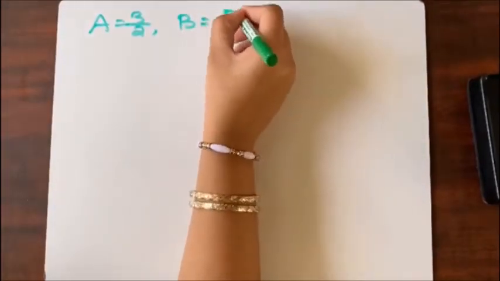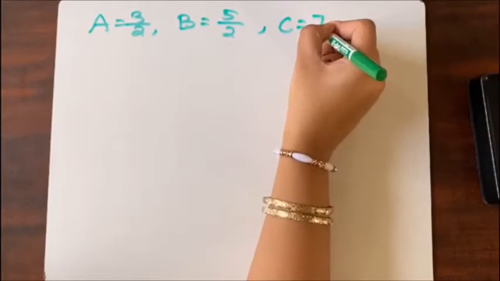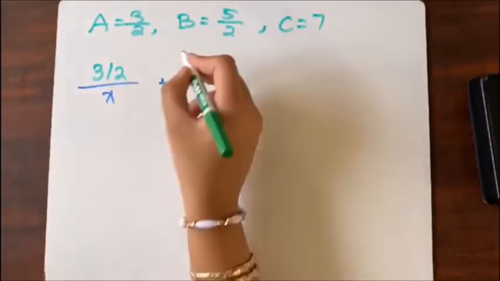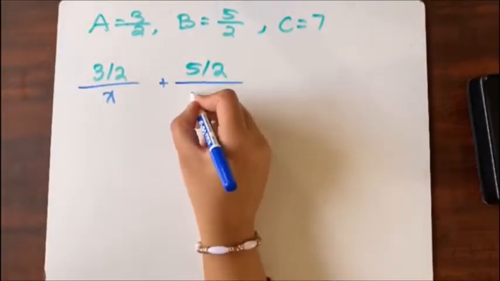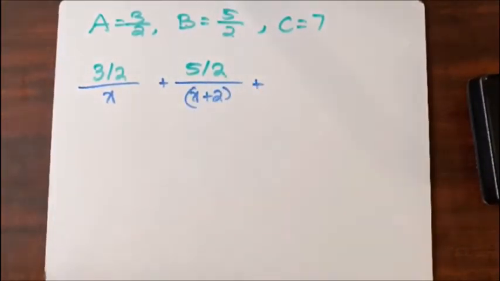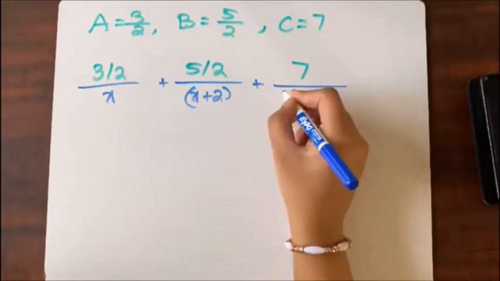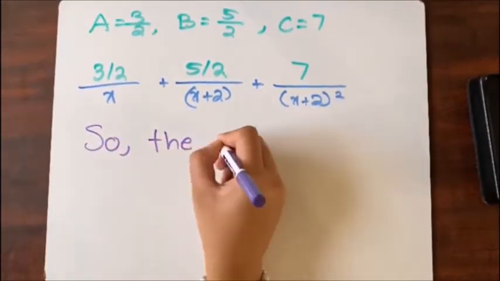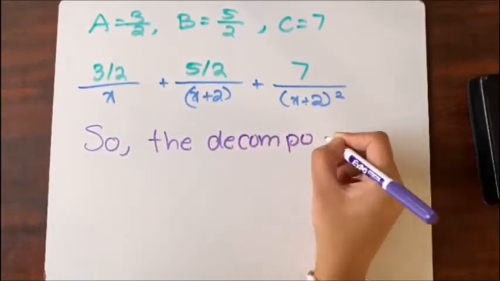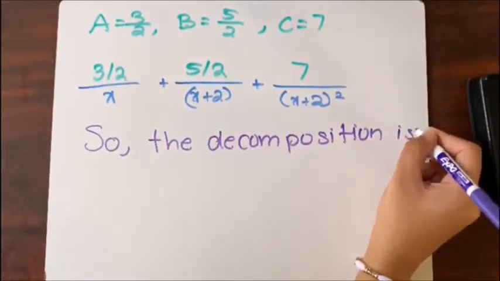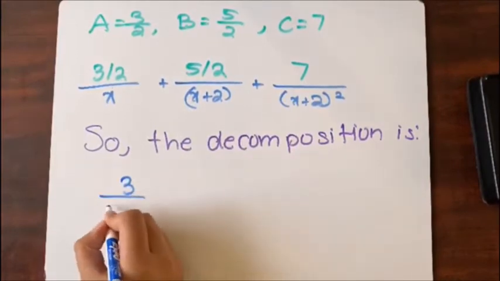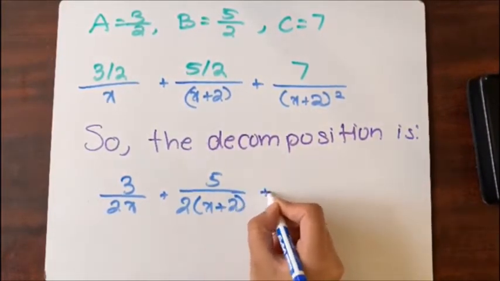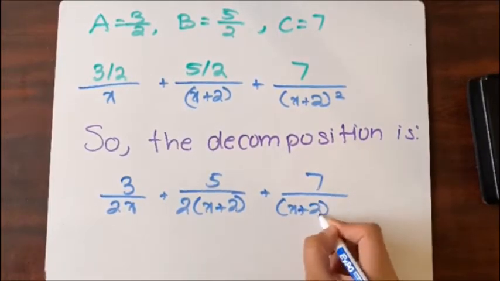Our final values are a equals 3/2, b equals 5/2, and c equals 7. So the decomposition is 3 over 2x plus 5 over 2 times x plus 2 plus 7 over x plus 2 squared.